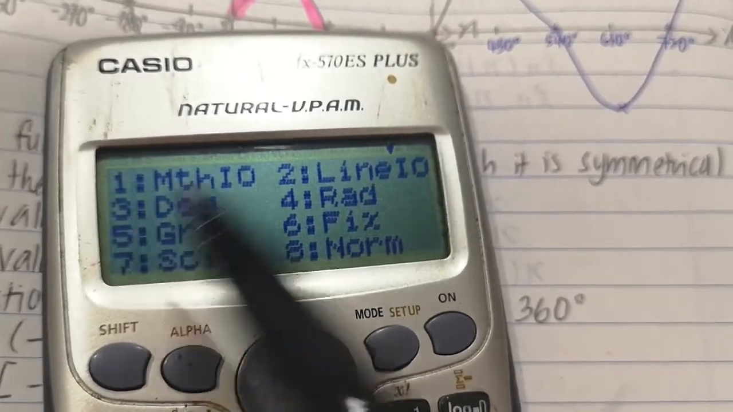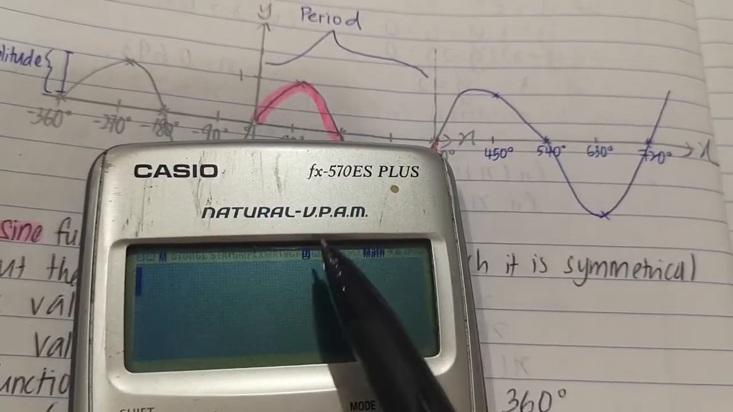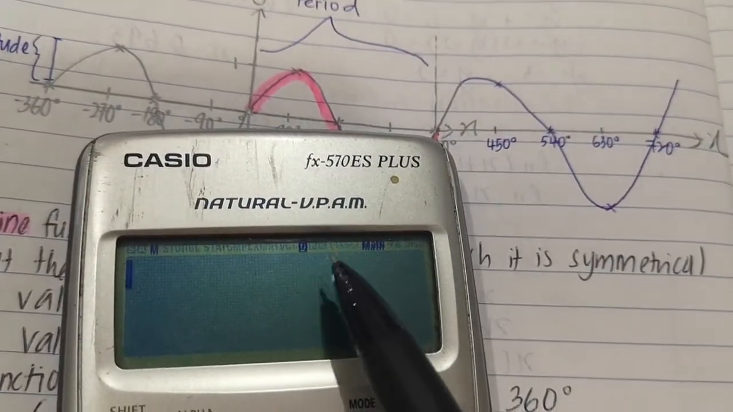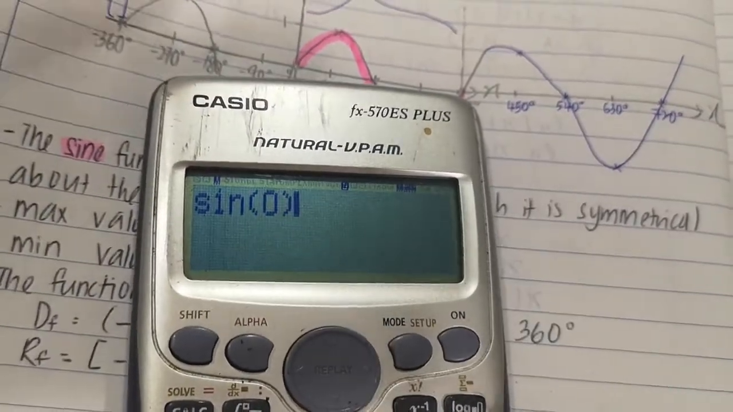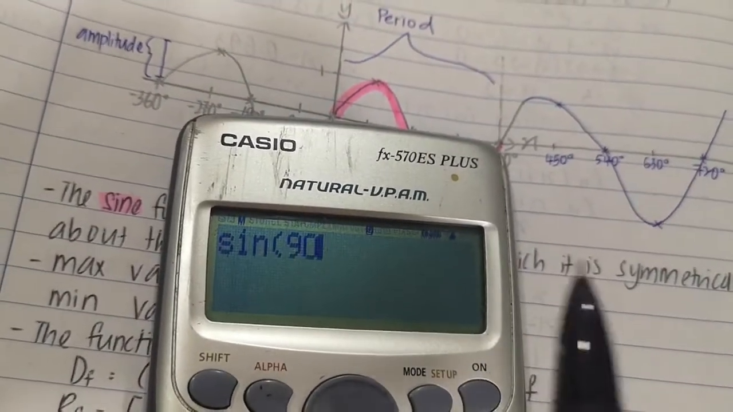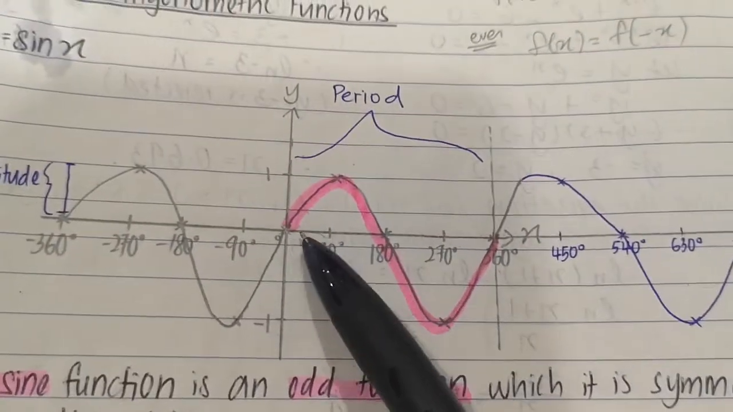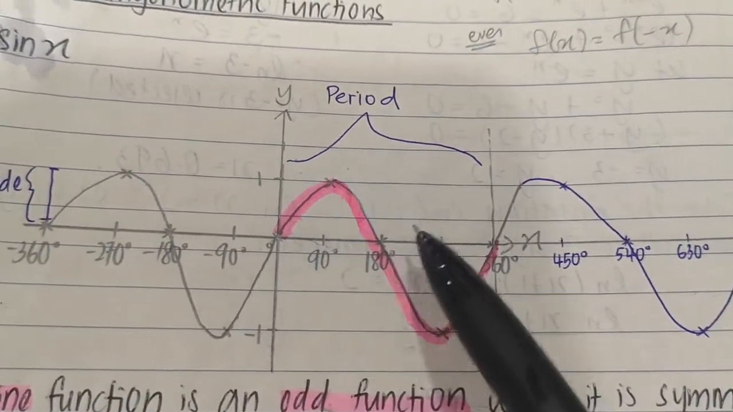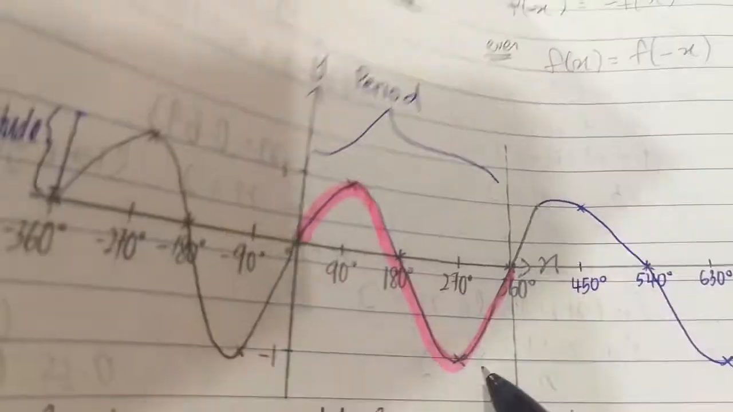So you will change to 3. Just press the number 3. Your calculator will change to degree already. First of all, you press sine 0 degree. What do you get? You will get 0. If sine 90 degree, you will get the answer 1. Sine 180, you will get 0. Sine 270, you will get negative 1.